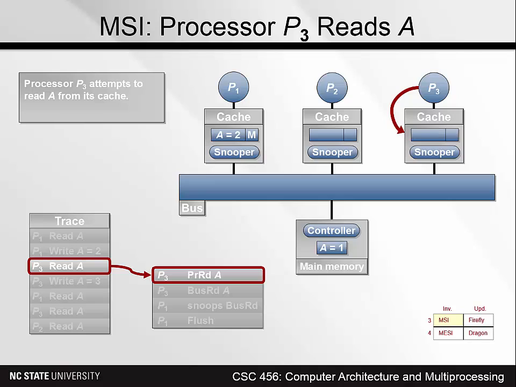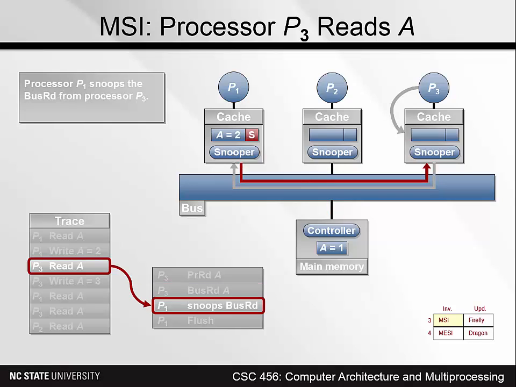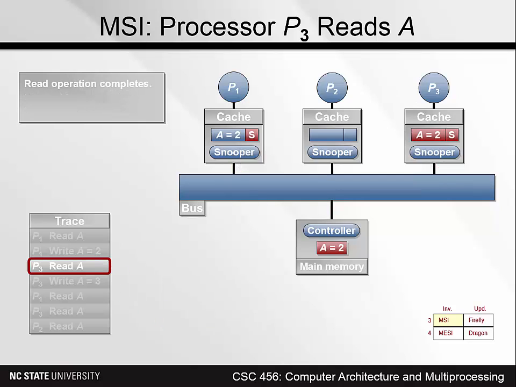Now P3 reads A. This is a cache miss, so a bus transaction occurs. Before memory responds, P1's snooper notices that another processor is reading, so it needs to downgrade its access and changes to state S. Because P1 has the only up-to-date copy of the block, it flushes it out over the bus where it is picked up by P3 and main memory, and the read operation completes.